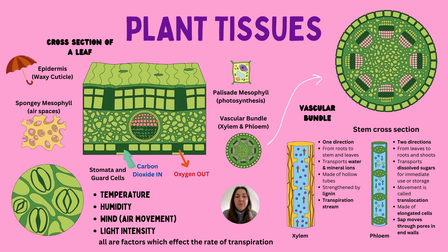There is a palisade layer that contains all the palisade cells that have lots of chlorophyll to allow for the absorption of light, and this is because it's near the top of the leaf, so all that light can easily be absorbed through the waxy cuticle, which is a transparent material.